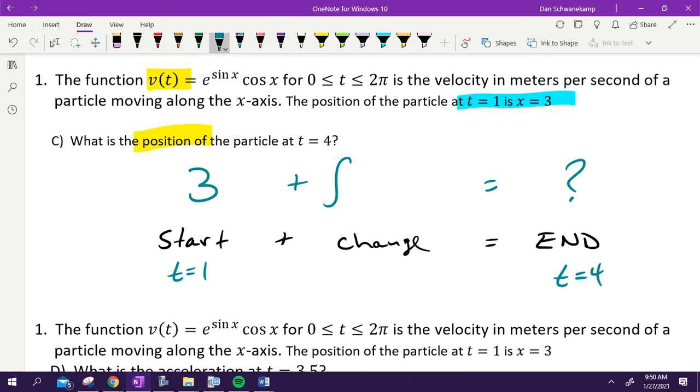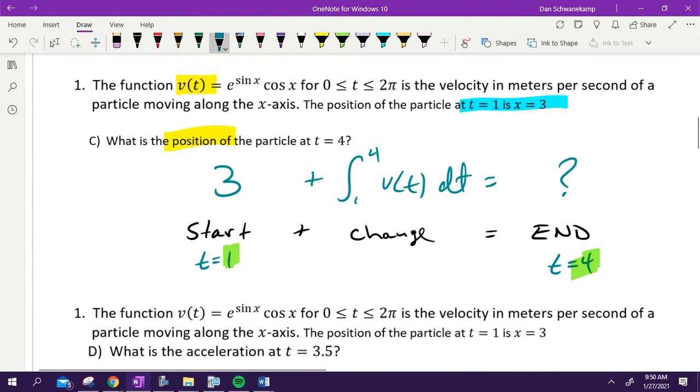From what two x values do I care, or what two times do I care about? 1 to 4. Look at it. It's right there. It's 1 to 4. Okay, so we're integrating this thing from 1 to 4 v of t dt. That's my setup. I would type that into my calculator, 3 plus the integral from 1 to 4 v of t dt. That would get me my answer. Questions on C?